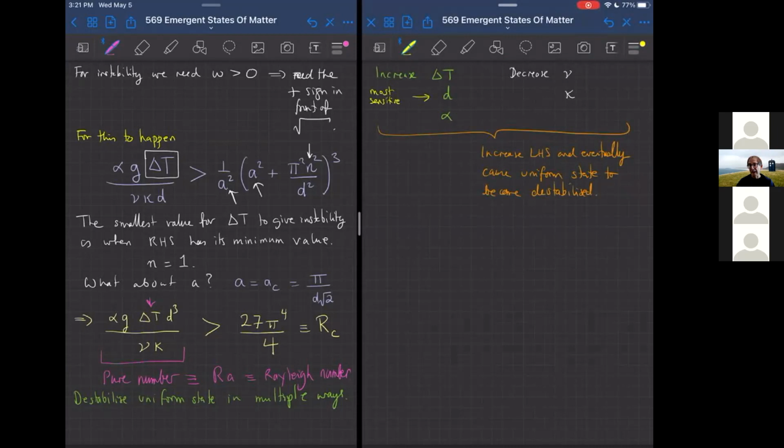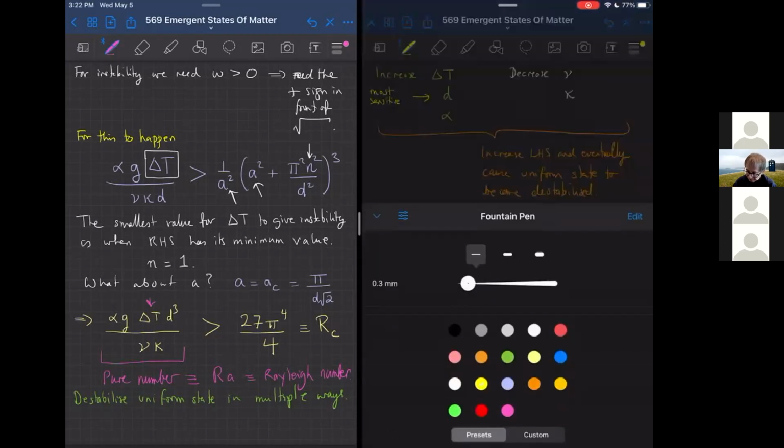So when you do experiments like this, when you try to get up to Rayleigh numbers of order 10 to the 13, 10 to the 14, which people can do these days, they do it also by using uranium hexafluoride gas, which has a very low viscosity and various other material properties. So there's various things that one can do to make the thing destabilized.